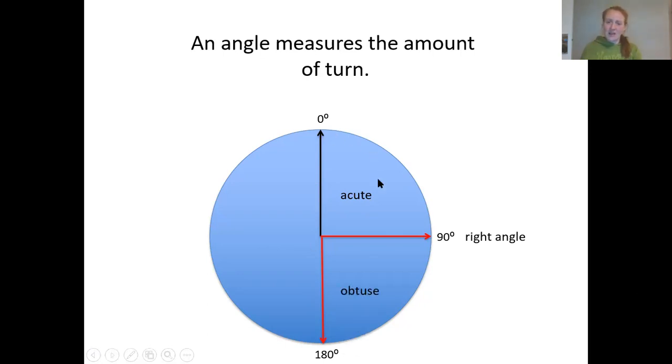Anything between here, this whole space, but not more than 180 would be our obtuse angle, our larger than 90 degree angle. So it has to be more than this one, but less than this one. So if I drew a line here, all of this here, that angle would be an obtuse angle.